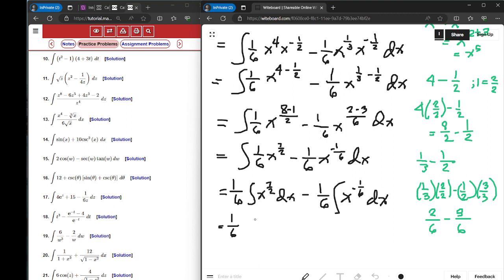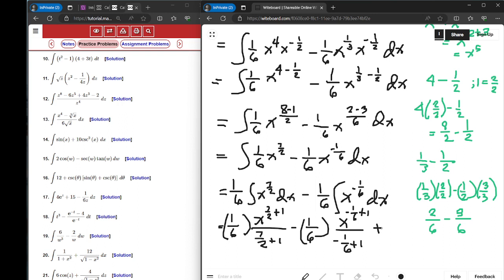So that's x to the power of 7 over 2 plus 1 over 7 over 2 plus 1, minus 1 over 6 times x to the power of negative 1 over 6 plus 1 over negative 1 over 6 plus 1, plus c.